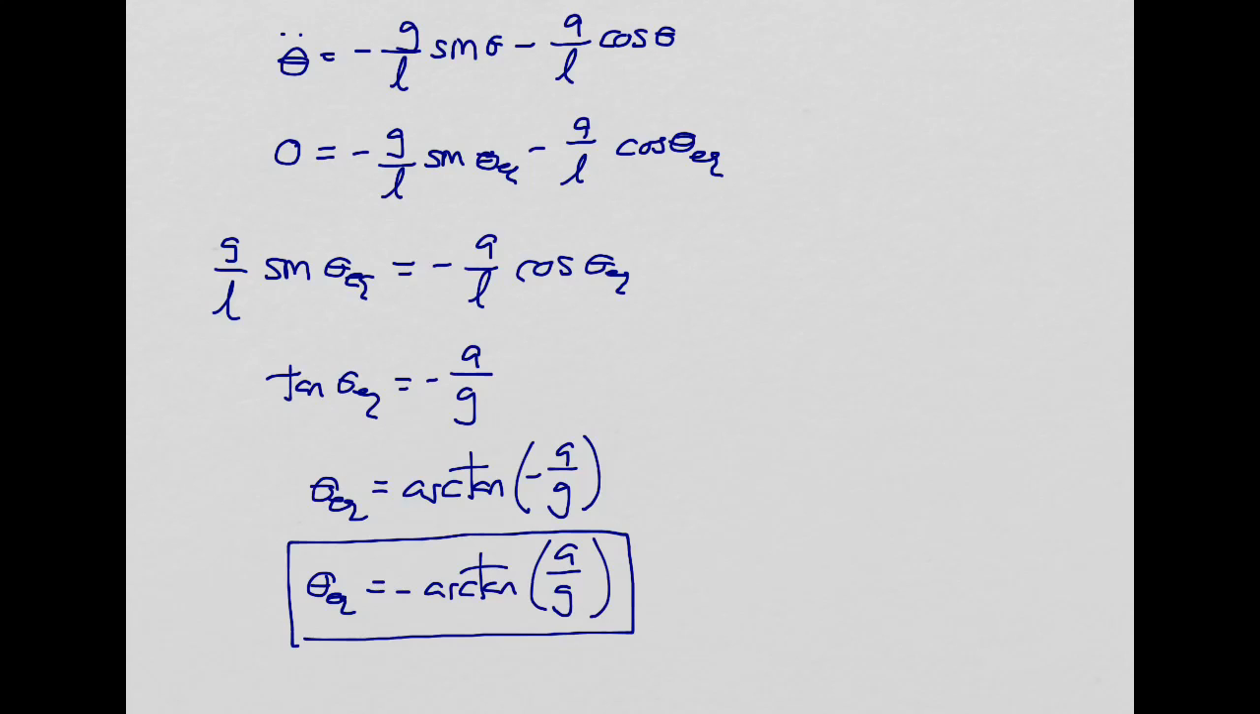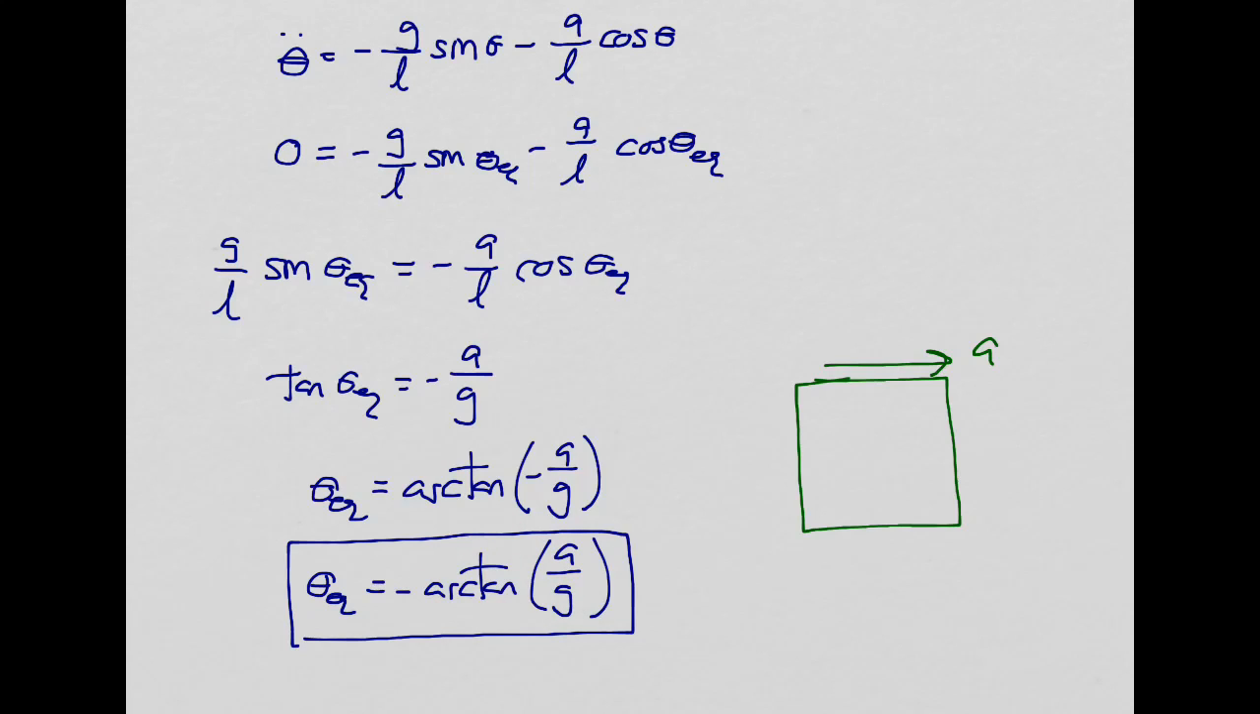And so what this is saying here is that if in our box we have our pendulum and our box is accelerating at an acceleration of a, then our pendulum is going to be at an angle of the negative inverse tangent of a over g.